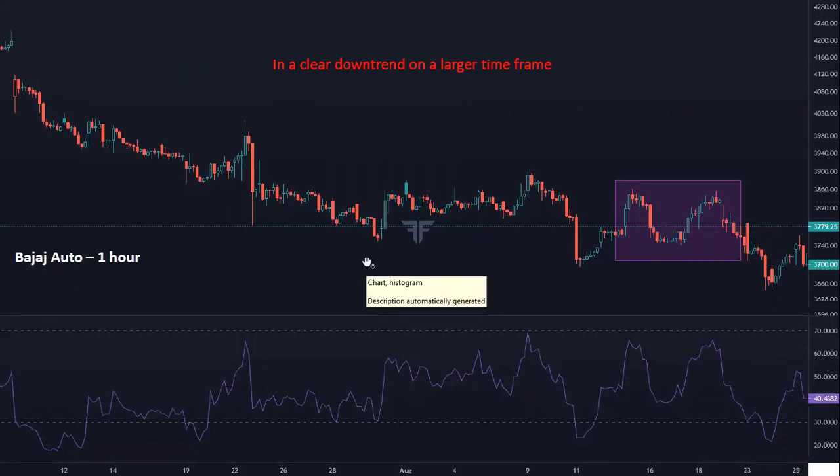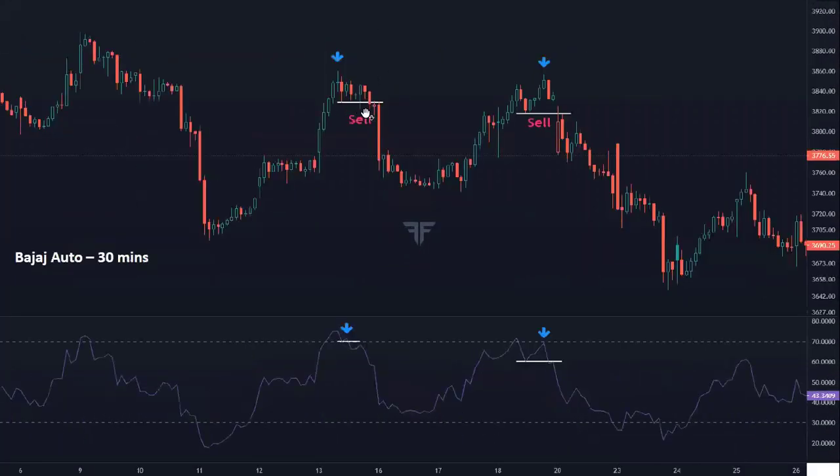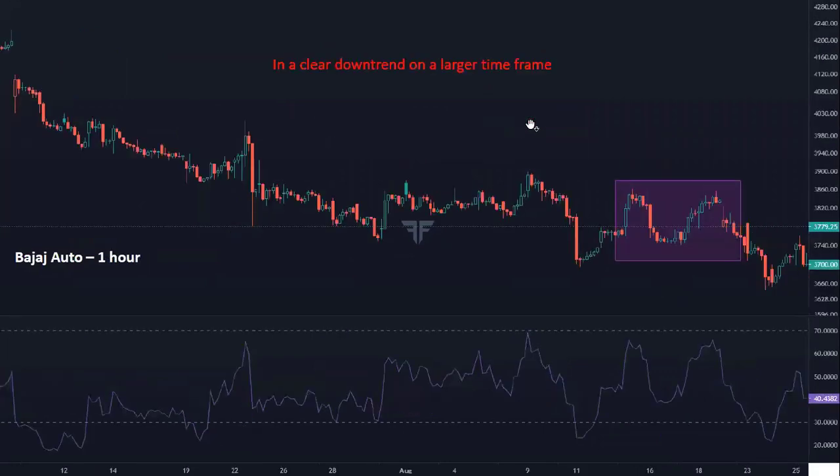If you look at the 30-minute time frame, two sell signals were generated over here, and you're initiating a sell in the direction of the larger time frame, which happens to be 1 hour. The 1 hour chart is in a clear downtrend, so you're taking trades in the direction of the larger trend. So again, as I say, you could use two time frames to strengthen the validity of your signal: the lower time frame to execute trades, and the larger time frame to determine the direction and ensure that you're trading in the direction of the larger trend.